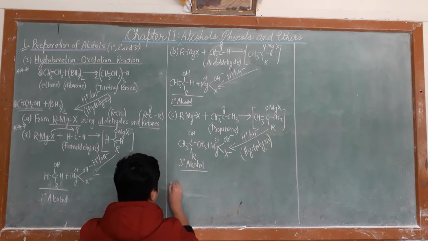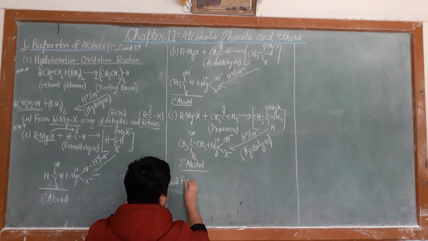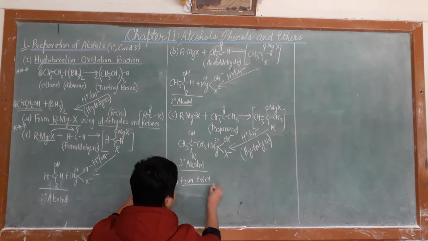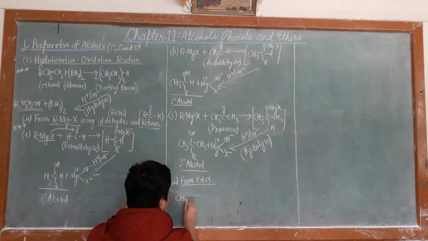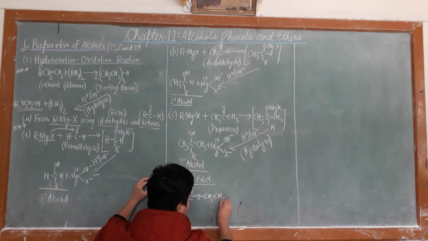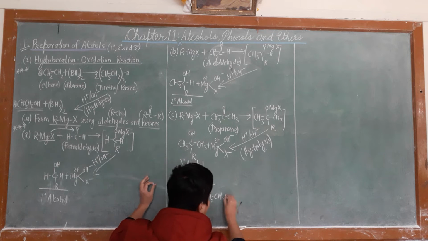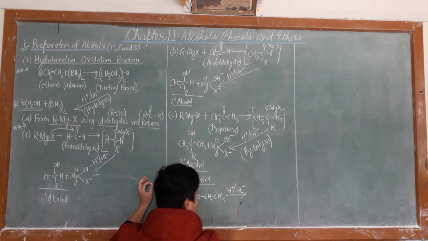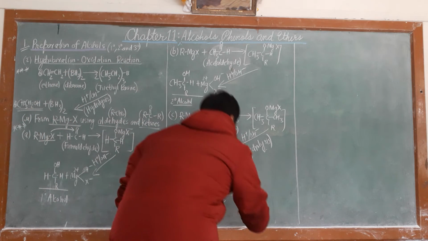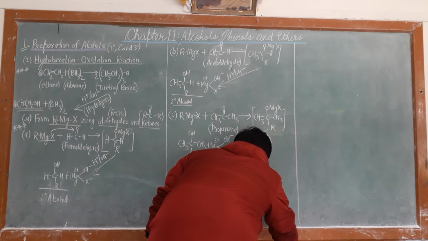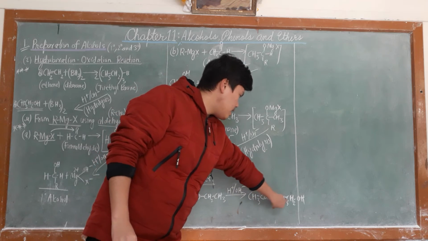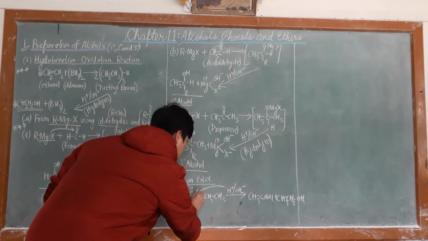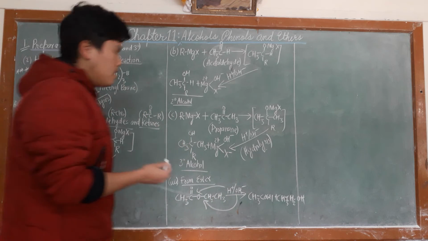Now, the third one. From ester, we can also produce alcohol through hydrolysis with water. Ester, CH3 C double bond O, single bond O CH2 CH2. This is your ester, COO. Now, hydrolysis of the ester, adding water. What you will get is CH3COOH plus CH3CH2OH. Okay, you will get one acid and one alcohol.